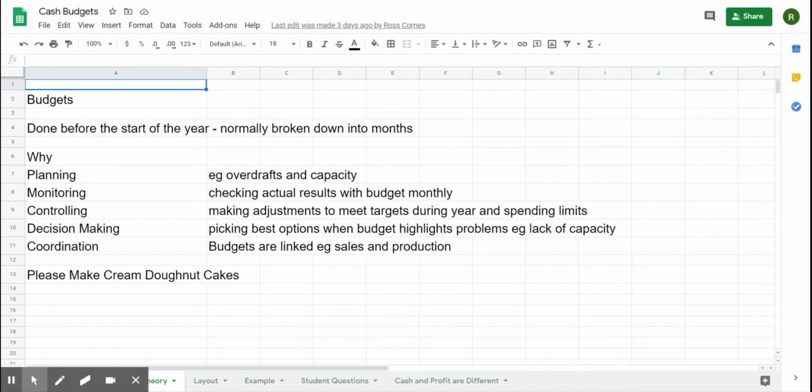Quick mnemonic that one of my students thought of about 6 years ago. This young lady came up with please make cream donut cakes as a way to remember planning, monitoring, controlling, decision making, and coordination. I always used to use Manchester City play Derby County, but that's probably a little bit specific, really, in terms of I enjoy football. So please make cream donut cakes actually works very well, I think.